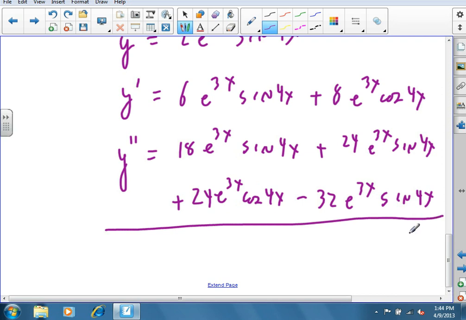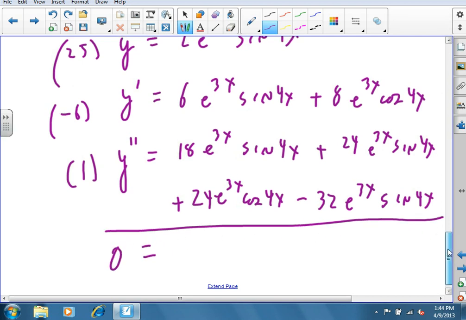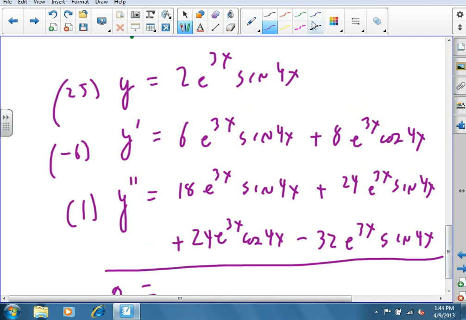Seems like I should be able to combine some of those, but I don't really need to. Okay, so I have 1 of them, minus 6 of them, and 25 of this guy. And when I get done, I'm supposed to have 0. Okay, so I've got 50 sines minus 36 sines, 36, and it doesn't work.